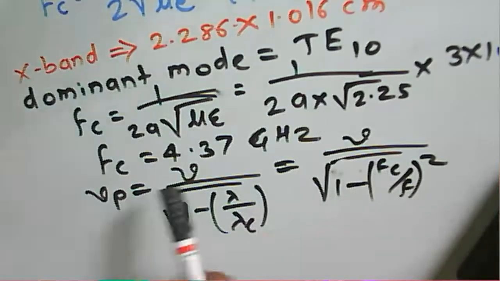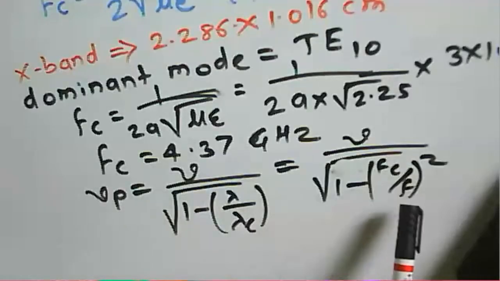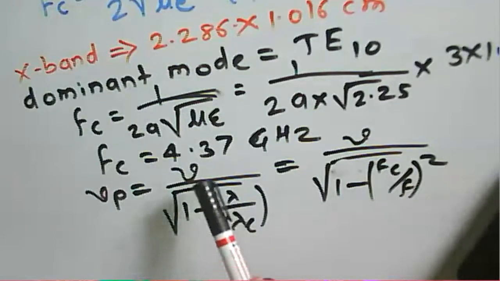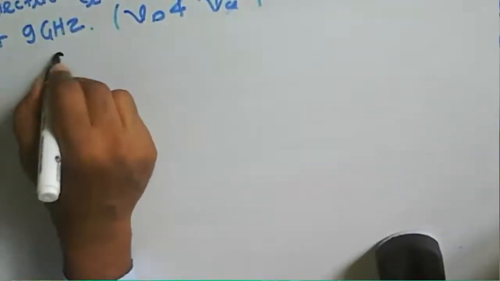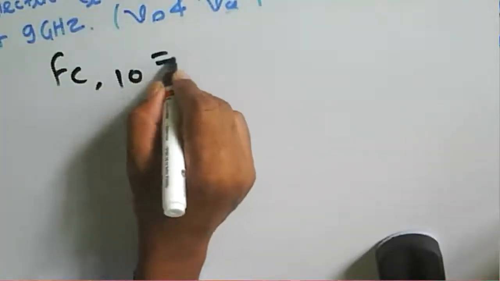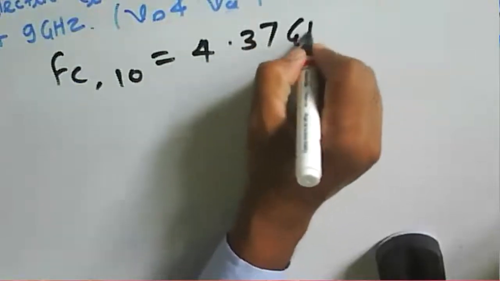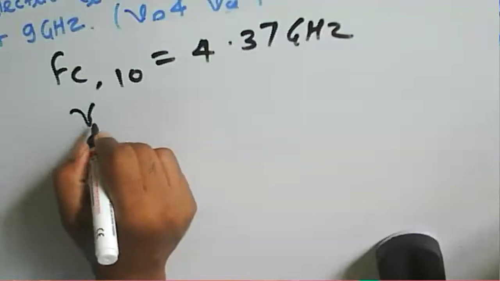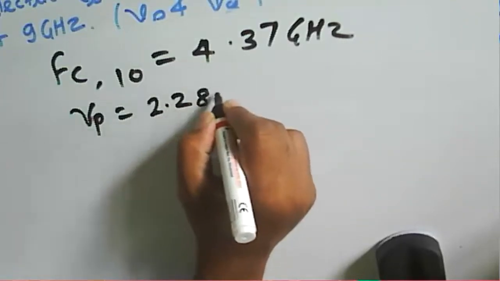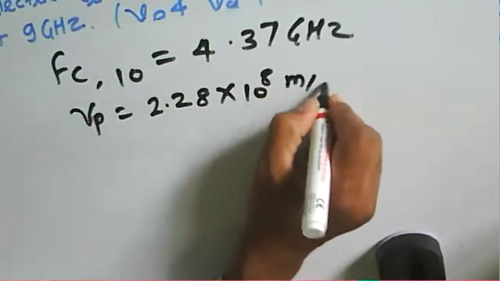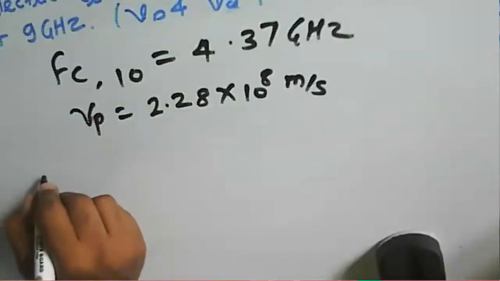So fc is 4.35, you can put that, and f will be 9 gigahertz, the signal frequency, and you will get the phase velocity. After solving, we will get the phase velocity. So we obtain the cutoff frequency fc for the dominant mode 10, that is 4.37 gigahertz, and the phase velocity will be 2.28 into 10 to the power 8 per second.